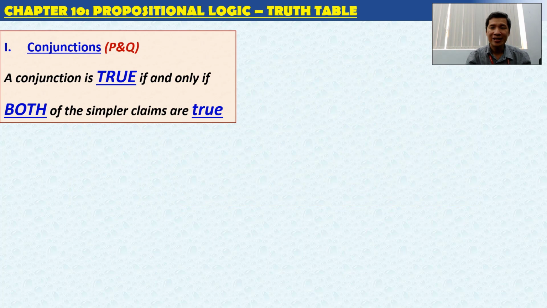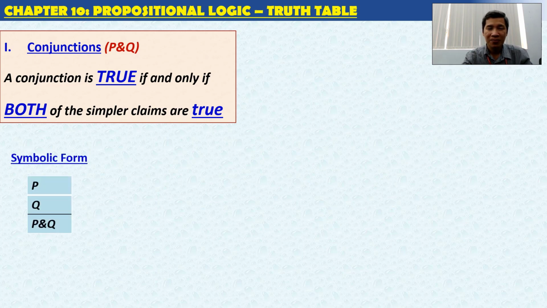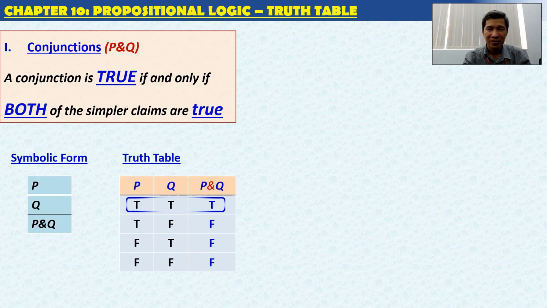You can see here, this is the value of conjunctions. Remember, a conjunction is true if and only if both of the simple claims are true, right? Then you have P, Q, P and Q. We have two variables, so we have four lines. For P, we write true, true, false, false, and for Q, we write true, false, true, false.